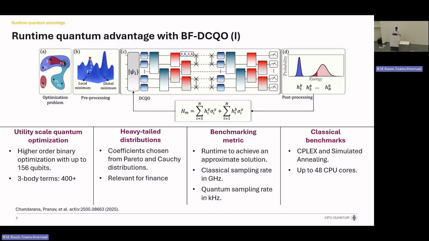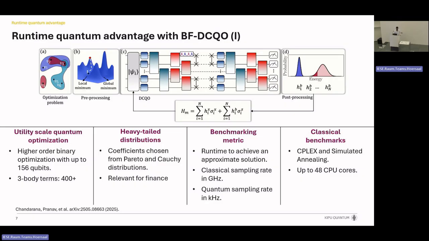And as you know, the current classical chips are very, very fast. They work in gigahertz, even more than that. The number of samples that you can extract from a classical processor is much, much higher than from quantum computers.